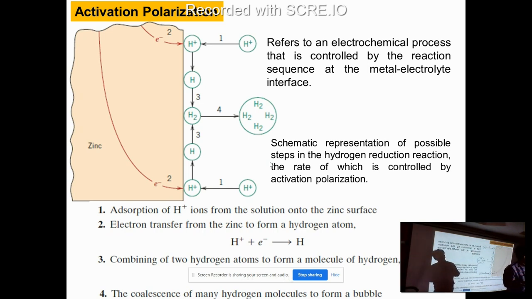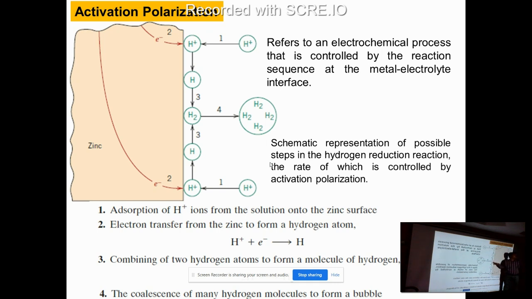Will it be on the surface or has to go? Because H is formed on the surface only, because H+ sitting on the surface reacts with an electron. So H+ plus electron gives H, which is sticking to the surface only. Because it is taking the electrons, it is sitting there. Similarly, one more H forms. Now there is another reaction called H plus H gives H2.